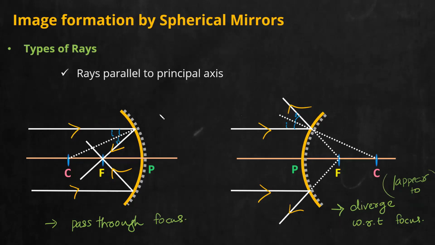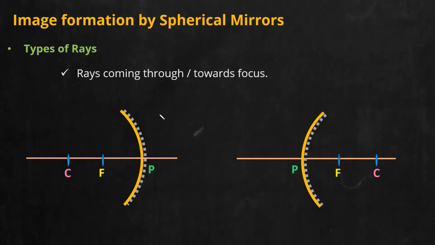The second type of ray is the exact opposite of the first ray. That is a ray passing through the focus. So now we have the focus here, and this is a ray which will pass through the focus. And for a convex mirror, it cannot pass through the focus. Why? Because its focus lies behind the mirror. So in the case of a convex mirror, we should direct this ray towards the focus.